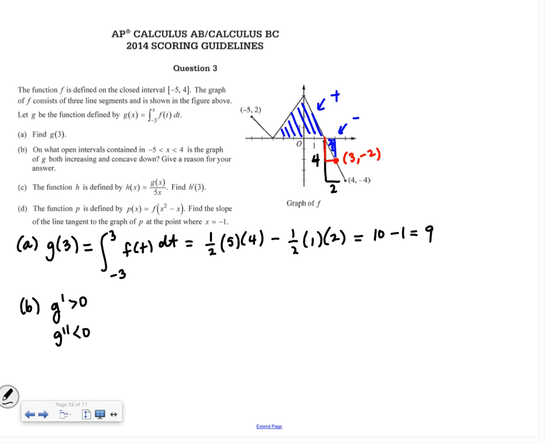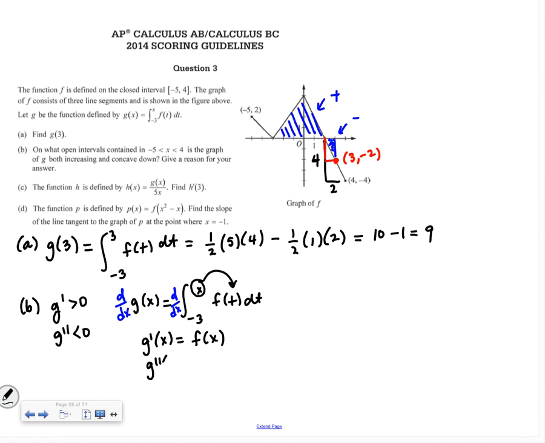So let's see. So we're going to go ahead and find g prime and g double prime. So if I have g of x is equal to the integral from -3 to x of f of t dt, when I take the derivative of that, we use the fundamental theorem of calculus. So we get g prime of x is equal to, this x will basically replace any t in the equation. So we're going to have f of x. So g prime of x is actually equal to f of x, which is the graph that we have. And then g double prime of x then is equal to f prime of x.